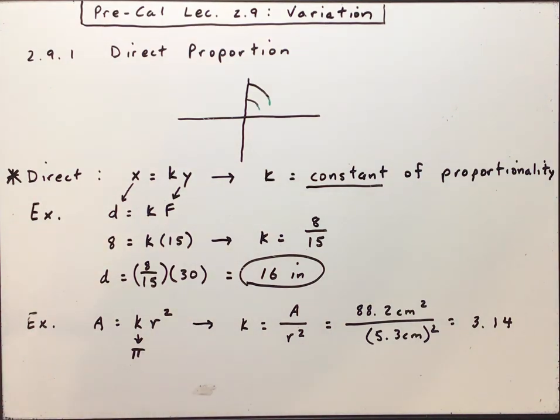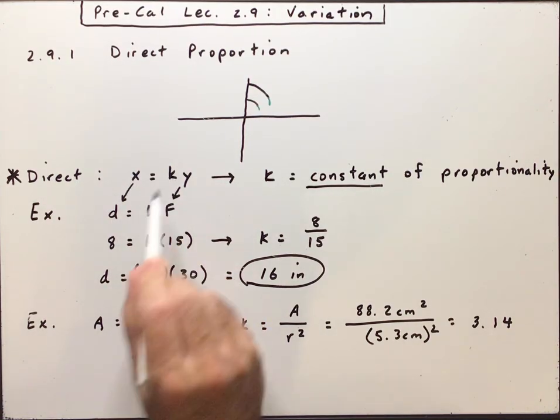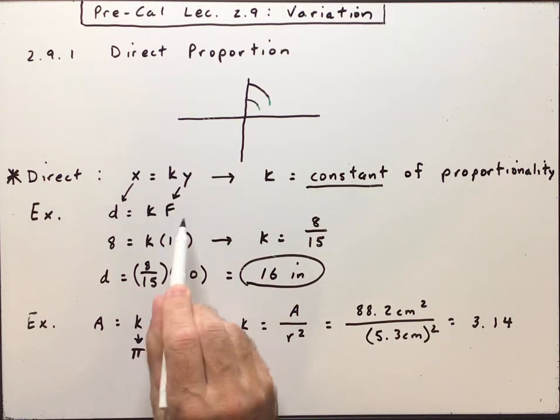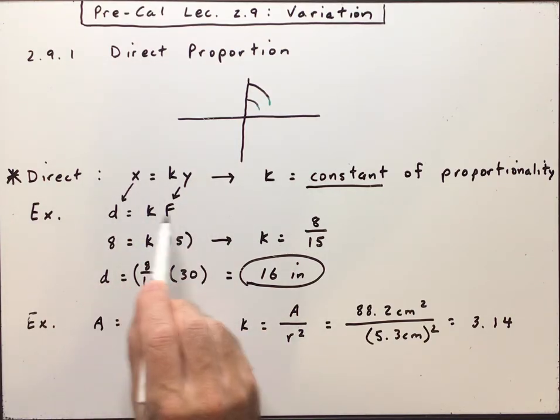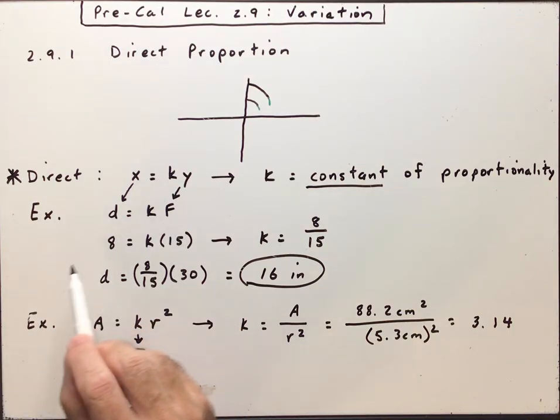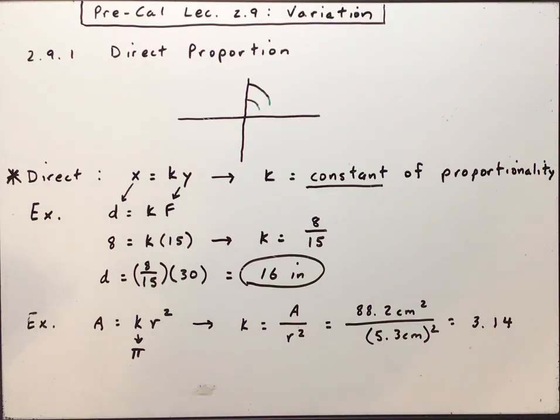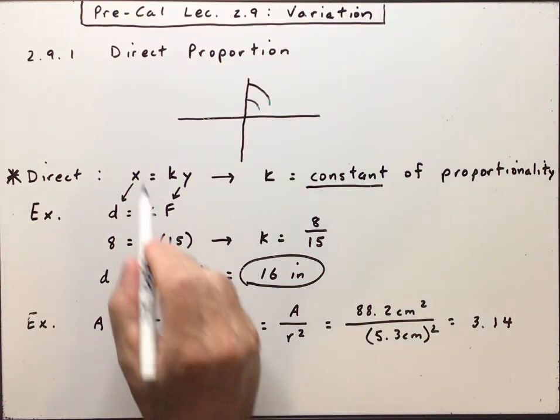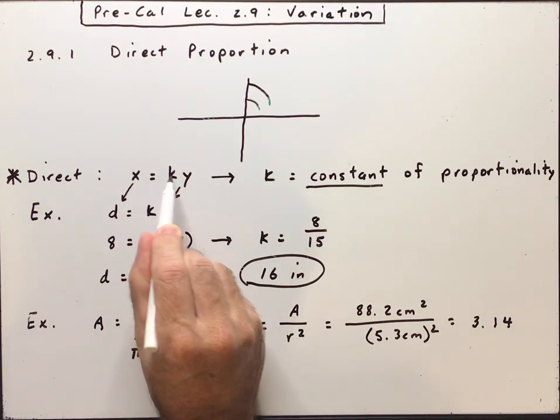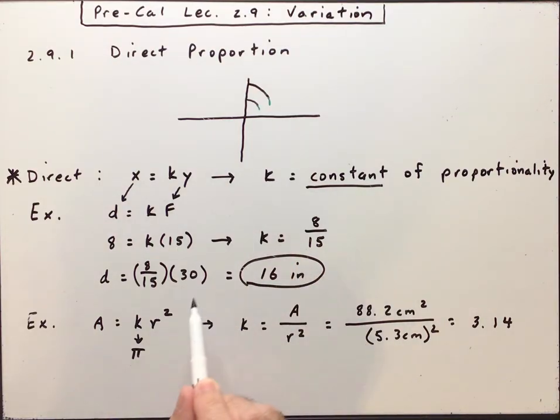So that's direct proportion. You've really just got to remember it's in the form x equals ky. Read the sentence from left to right and make an equation that's in this form. You may end up having to square something. You may end up having to cube something, take the square root of something, whatever. Just read the problem, but your basic format is x equals ky. Usually you have to find the constant of proportionality and then plug that in.